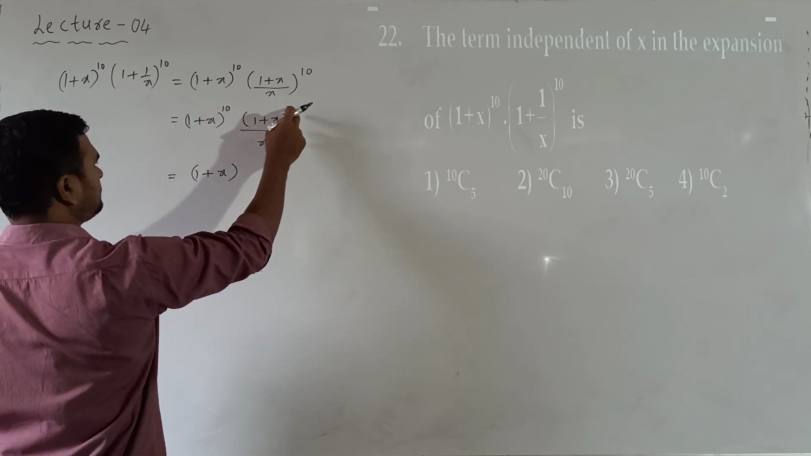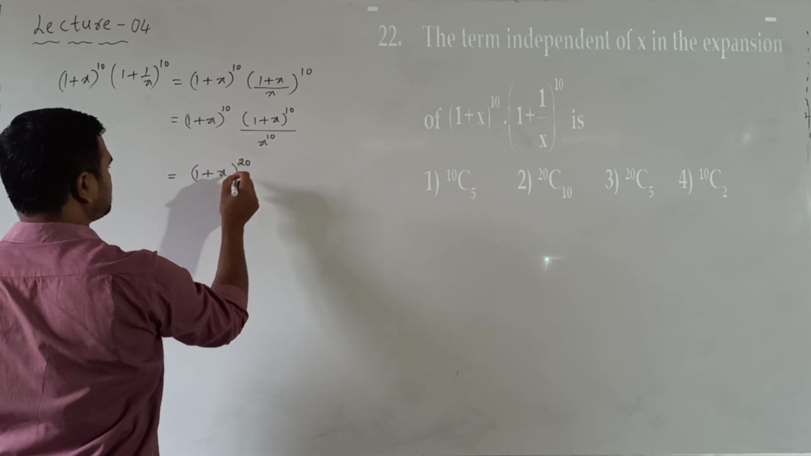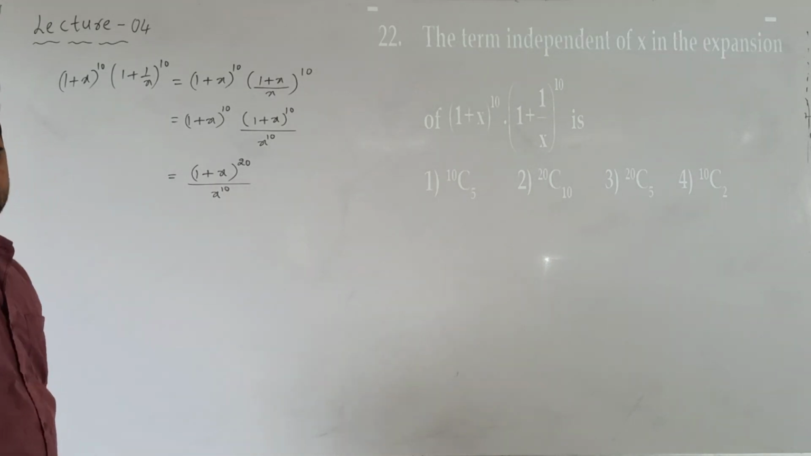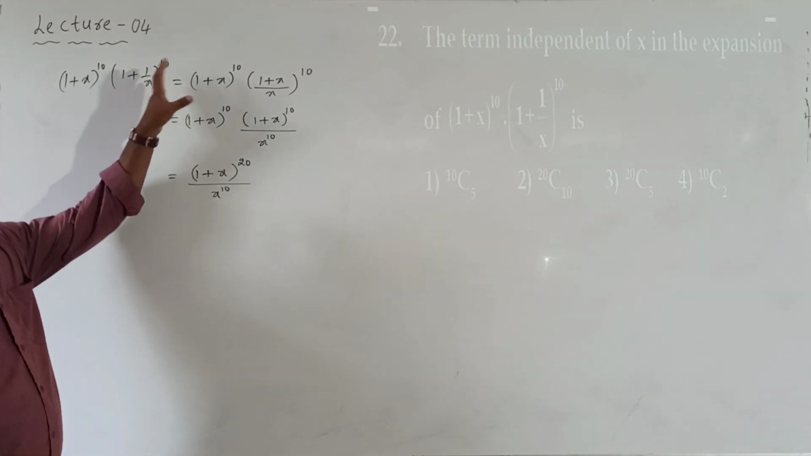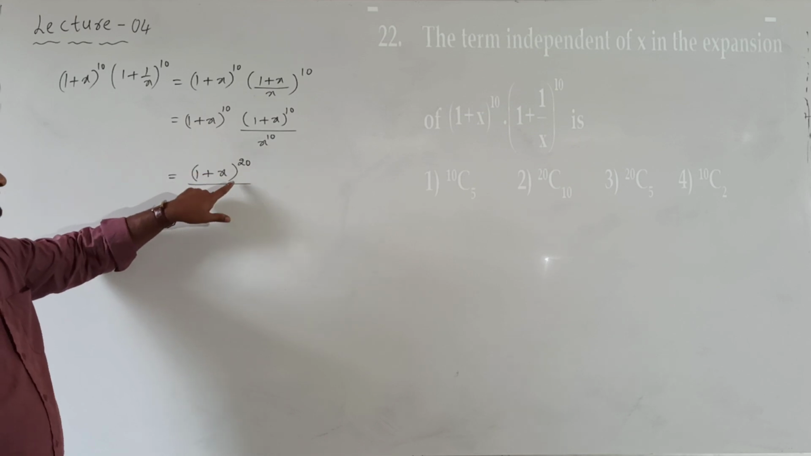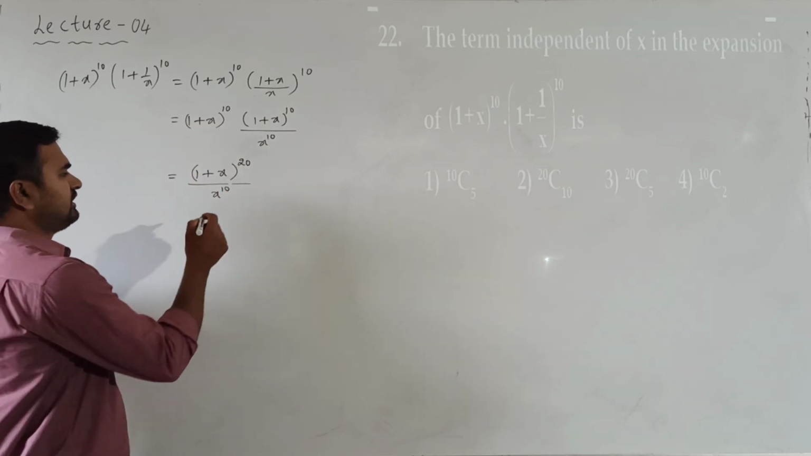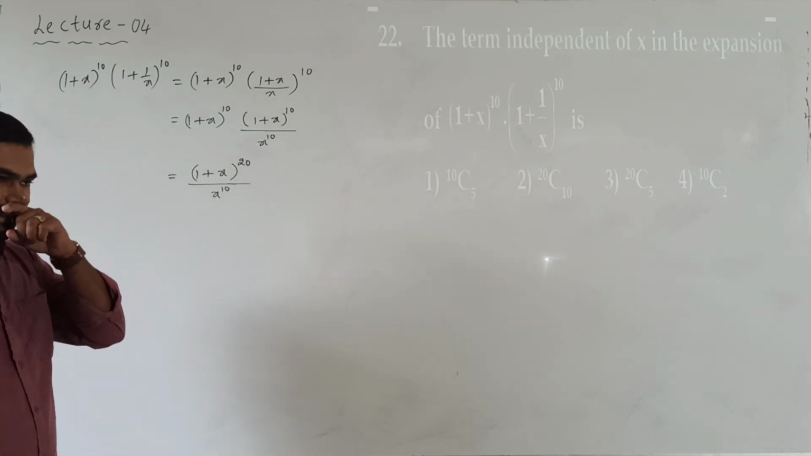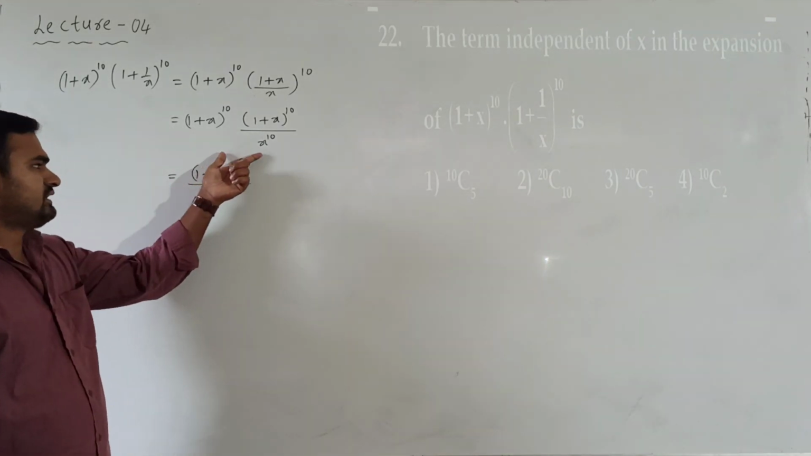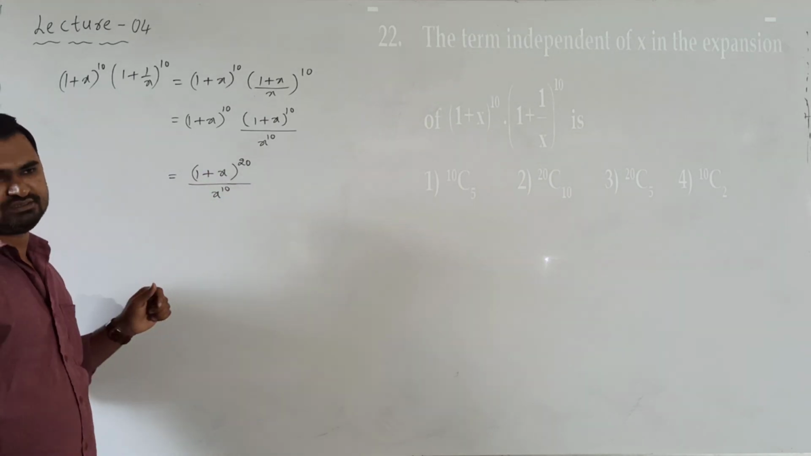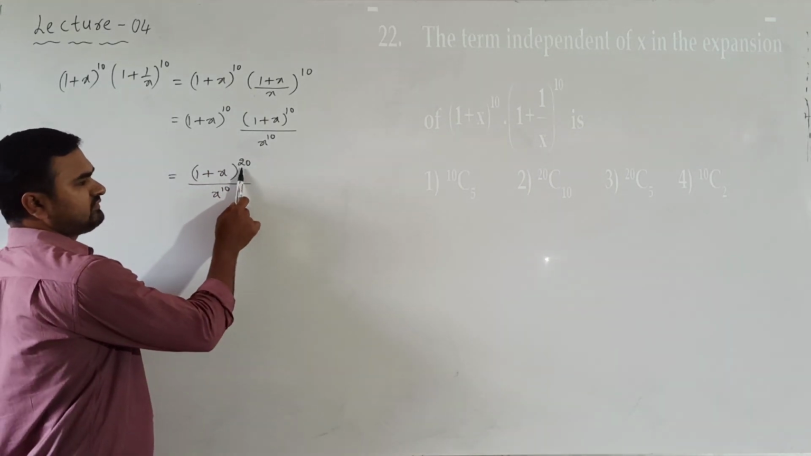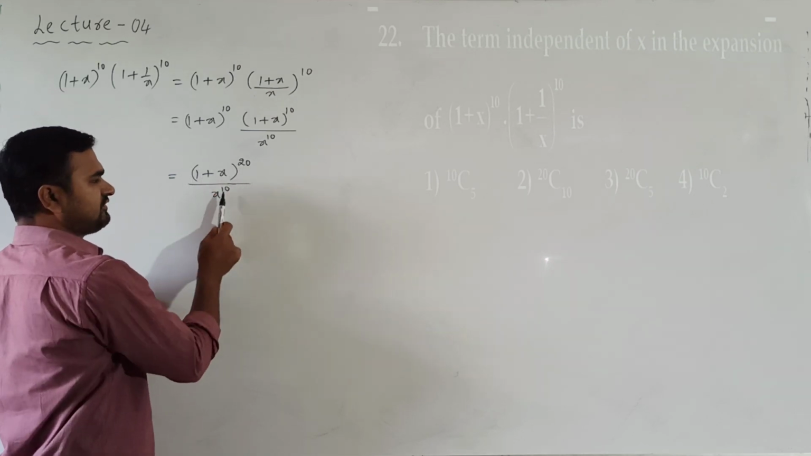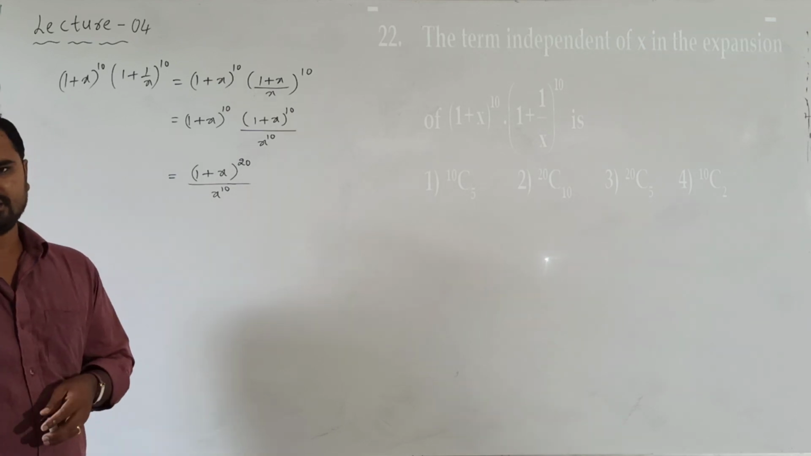So it is nothing but (1 + x)^10 times (1 + x)^10 divided by x^10, which is (1 + x)^20 divided by x^10. So the given product is simplified into the expansion of one term, that is (1 + x)^20. Now (1 + x)^20 divided by x^10 means in the numerator we are getting 21 terms, and each of these 21 terms we are dividing by x^10.